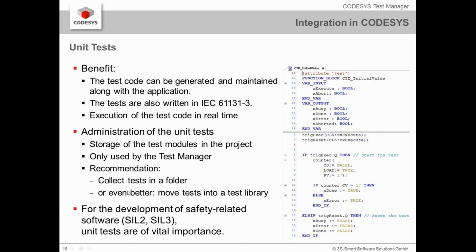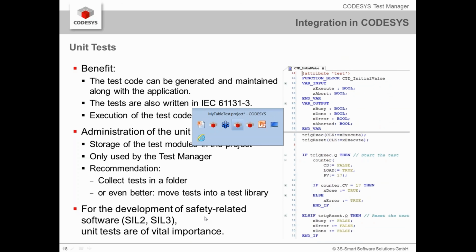manager. There are some recommendations: collect tests in a folder, or even better, move tests into a test library. These are just for better handling. So you might have a library with test code, then you can easily include it into the project or separate it from the project. So this is something which is really of vital importance for safety-related software, for IEC 61508 SIL 2 or SIL 3, safety integrity level 2 or 3.